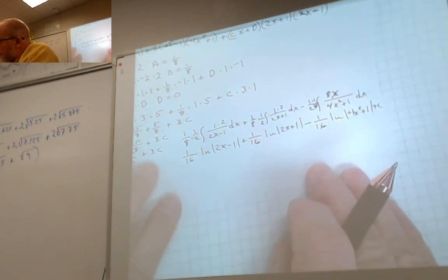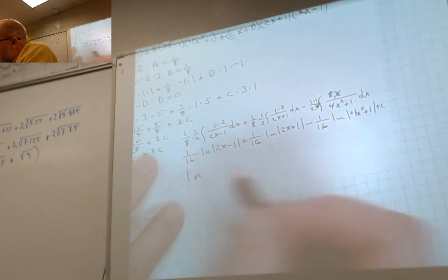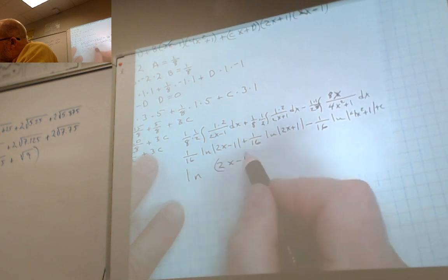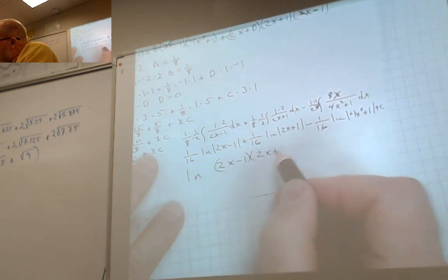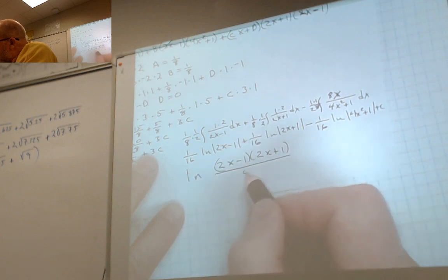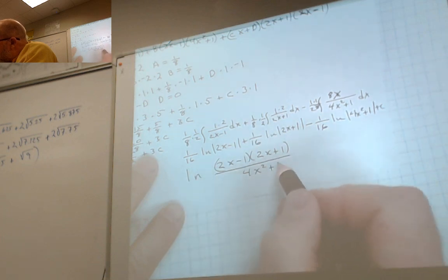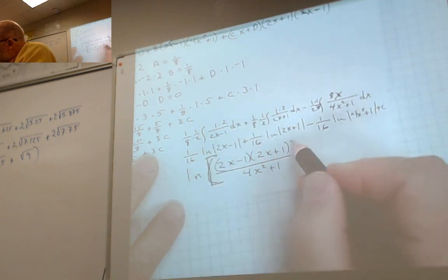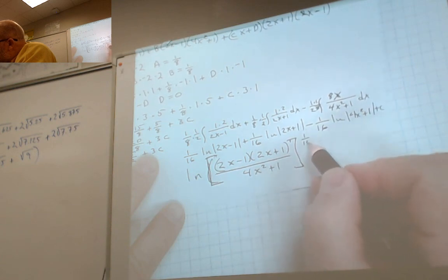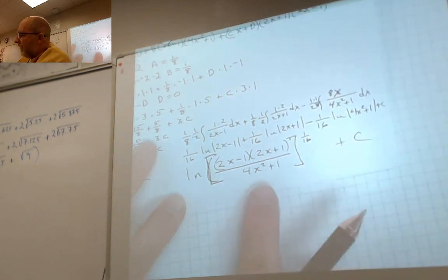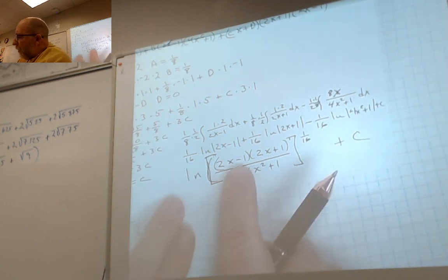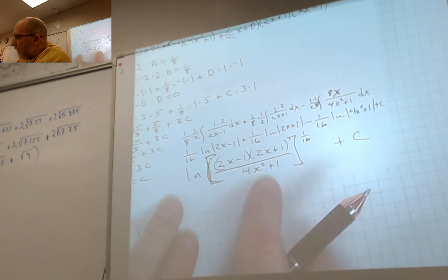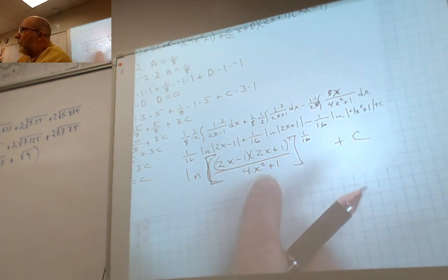Now my guess is you're going to see something like this. 2x minus 1, 2x plus 1 divided by 4x squared plus 1, and I suppose I'll have brackets, to the 1/16 power plus C. My guess is that's how you would see it, or even they may multiply that on top. They have 4x squared minus 1 over 4x squared plus 1 raised to the 1/16 power. Don't you think that's how they'd write it?